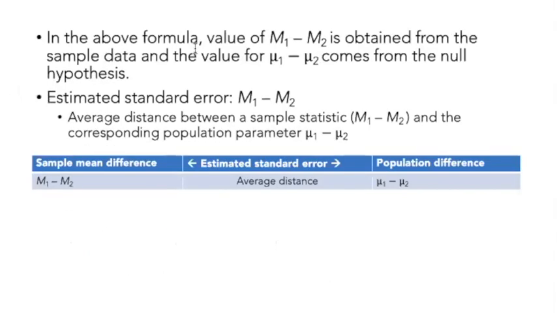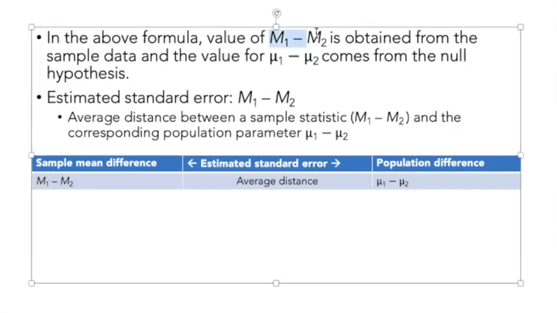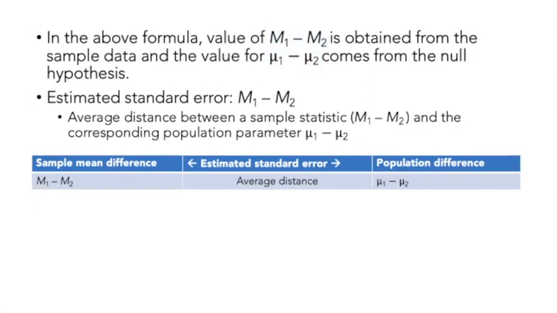So in the above formula, M1 minus M2 is obtained from the sample data. Now you have gathered some information about two groups, and that is utilized to come up with the values for M1 minus M2. So that comes from the sample. But mu1 and mu2 come from the null hypothesis. So those are the population difference. In the population, there is no such difference, so we are going to keep it as 0 usually. But in the sample, there's a difference, so that difference we are going to write here.